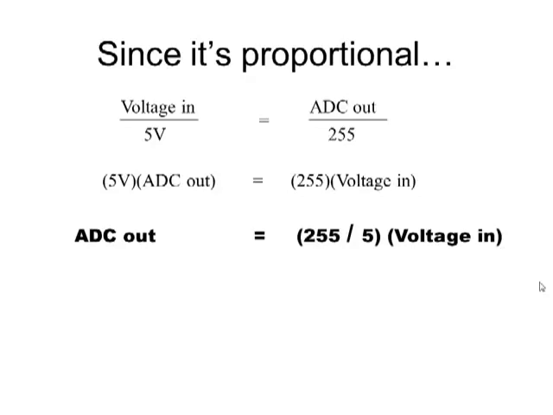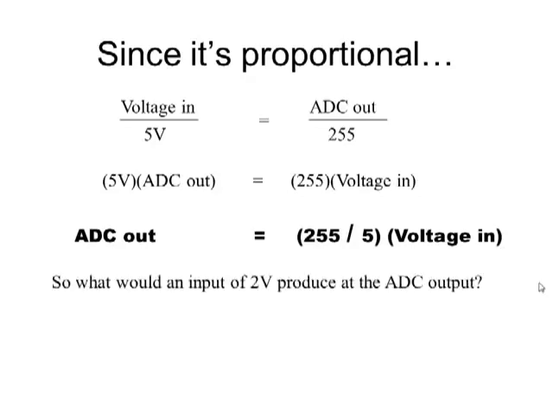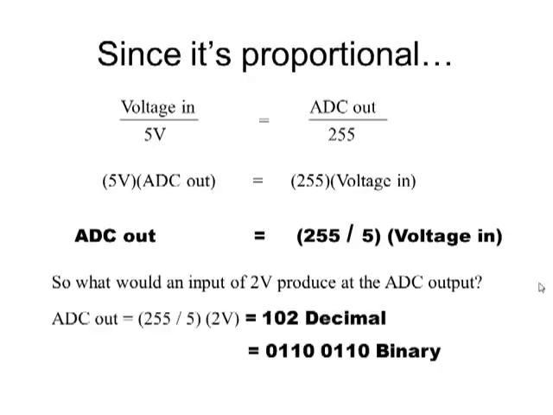Our signal before was 2 volts. So a 2-volt input to the ADC is going to produce what as a digital output, as a binary output? Well, we plug 2 volts into the formula here, and we come up with a number of 102 decimal, and if we convert that into binary, that's what the binary number would be.